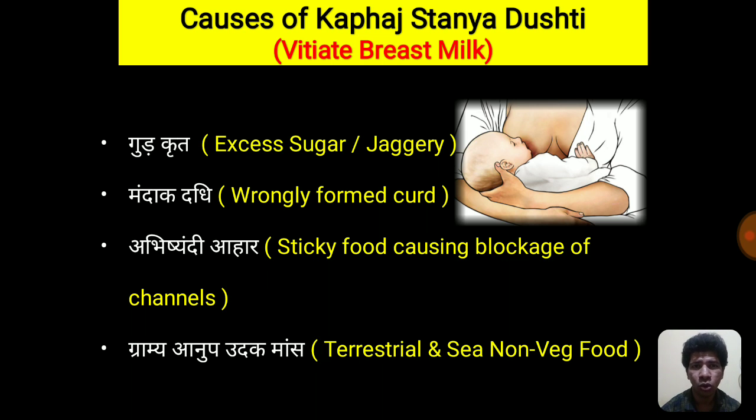The first one is gud kruta. Gud kruta means jaggery product, but this excess of jaggery product can also be compared to sugar product. As you can all see, most of the children who suffer from respiratory tract illness have a mother with a habit of taking excess sugar. So whenever this type of patient enters our clinic, we always tell them that you have to cut down your sugar. No artificial product of any sugar product.